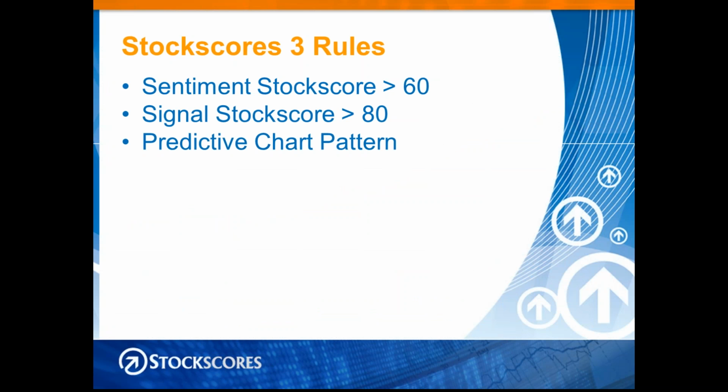These are really only meant for position trading. So if you are a day trader or a swing trader, you would not use these rules. They are designed for position trading. And on the Stockscores website, we have 2 scores. One is called the Sentiment Stock Score, and the other is called the Signal Stock Score. The Sentiment Stock Score is a gauge of whether investors are generally optimistic or pessimistic about the stock or market. The Signal Stock Score is looking for abnormal events in the trading action of the stock.